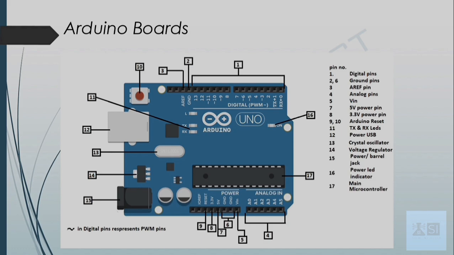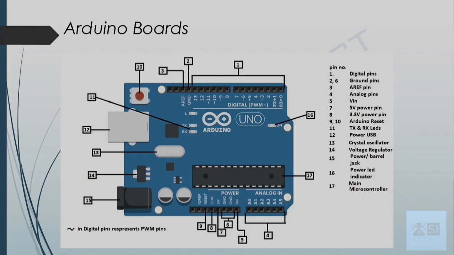The Arduino Uno board has a total of 14 digital input output pins, out of which 6 pins are PWM pins. PWM is pulse width modulation. We can see a wave symbol to identify a PWM pin. Pin numbers 3, 5, 6, 9, 10 and 11 are PWM pins.